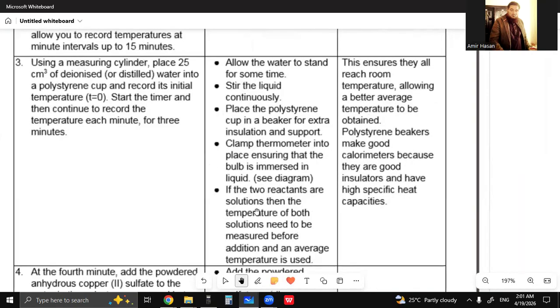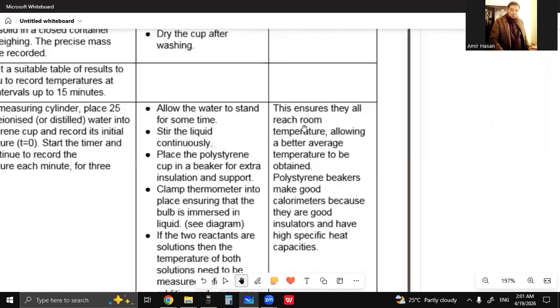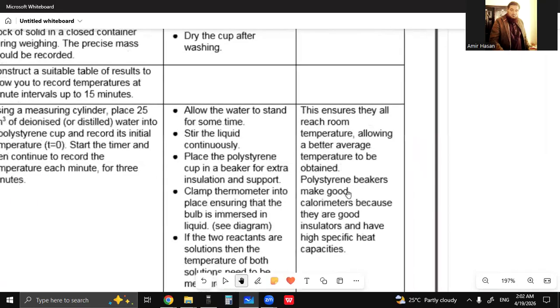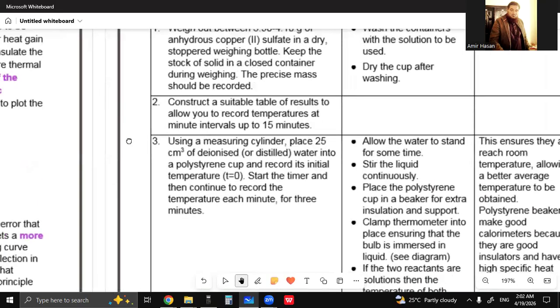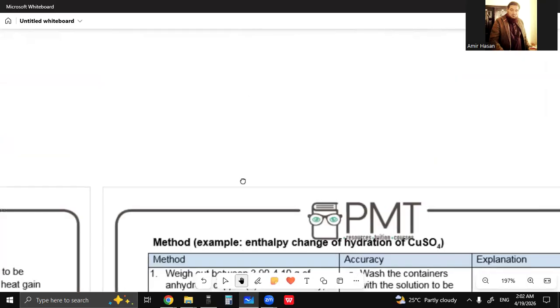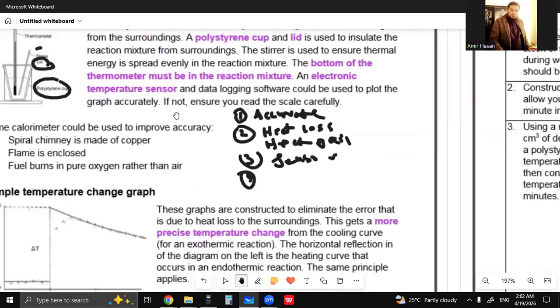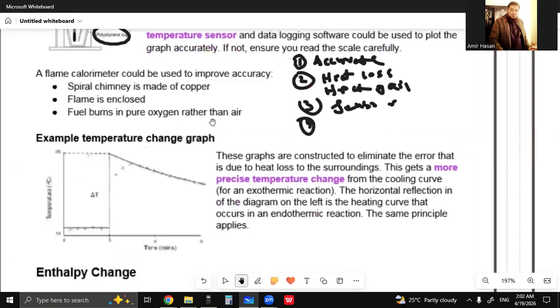Clamp the thermometer. Also, if there are two reactant solutions, the temperature of both solutions needs to be measured before addition, or take the average temperature. Ensure that they are all at room temperature, basically, allowing a better average temperature. A polystyrene beaker makes a good calorimeter because it is a good insulator and has a high specific heat. The polystyrene cup is the calorimeter we use in this situation, so there is no loss of temperature. Now this is the practical for the enthalpy change.